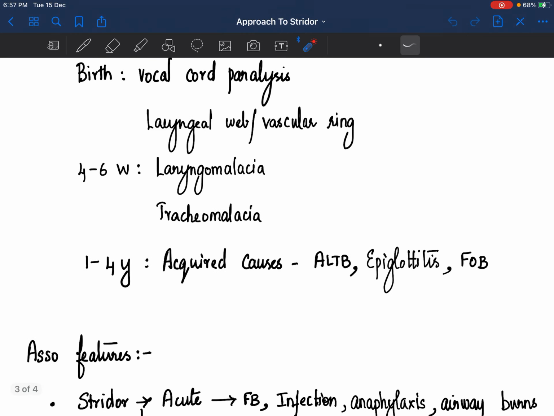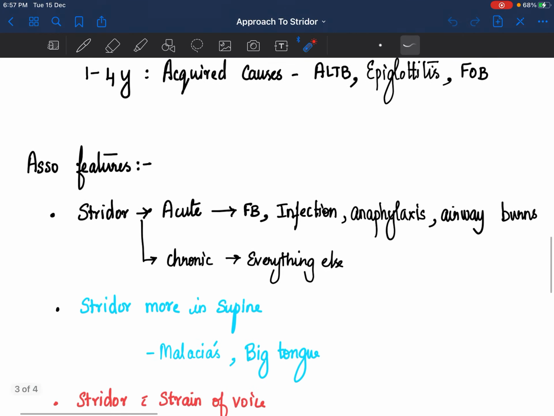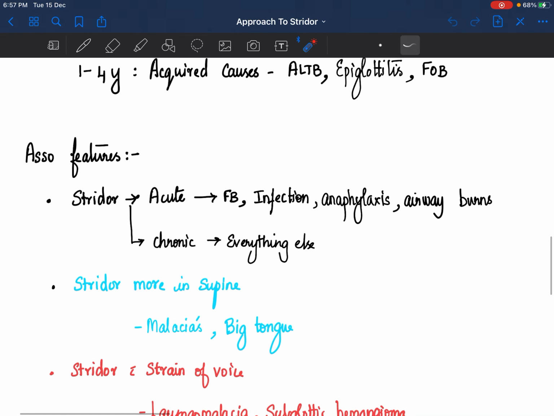In older children, it's always acquired causes to be thought of first, especially if the patient is presenting acutely. If the patient is presenting to you chronically, it could be anything. If the stridor is presenting to you acutely, then think of acute causes. Foreign body should always be thought of. Never discount foreign body even in an infant, especially if the infant has an older brother or sister.